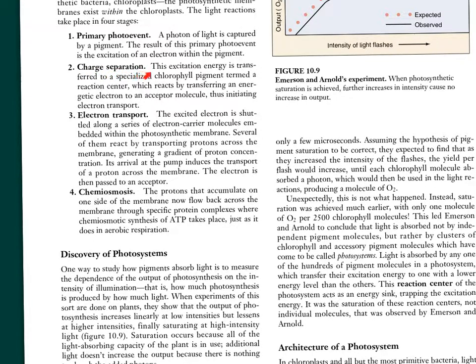Then there's a charge separation. The excitation energy is transferred to a specialized chlorophyll pigment termed the reaction center, which reacts by transferring the energetic electron to an acceptor molecule, thus initiating electron transport. So what is that doing? It's taking the high energy electron like a game of hot potato.